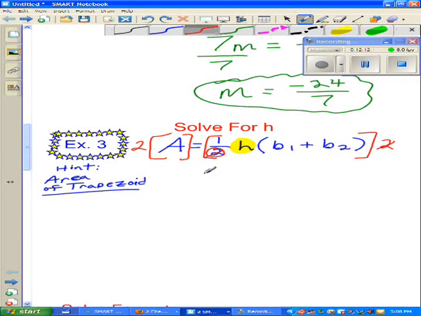On the left side we'll be left with 2A is equal to, my h is still there, times B1 plus B2. Okay. Now this looks kind of bad to y'all, but we are nearly finished with this guy. Watch this. This is the coolest thing. Keep in mind, we're solving for h, guys, okay?